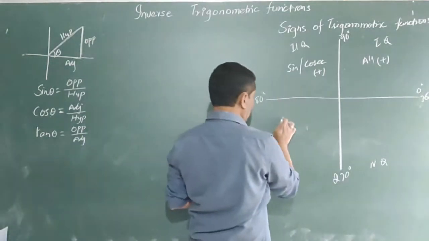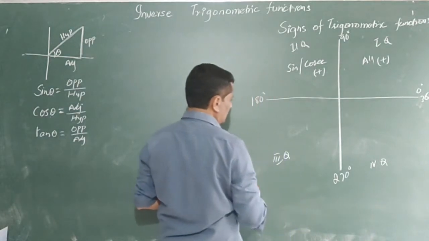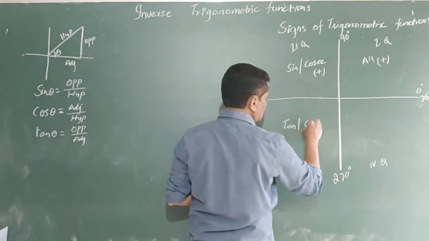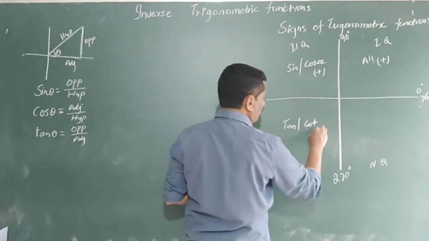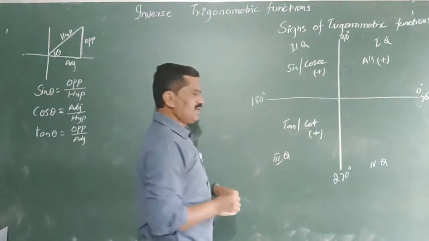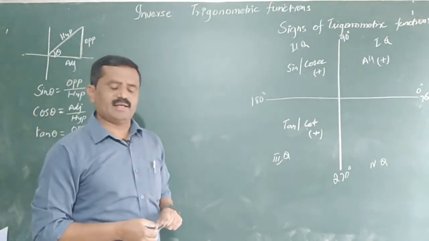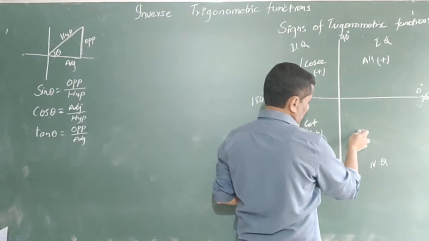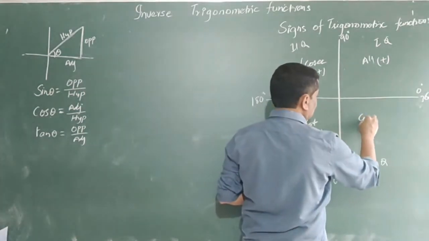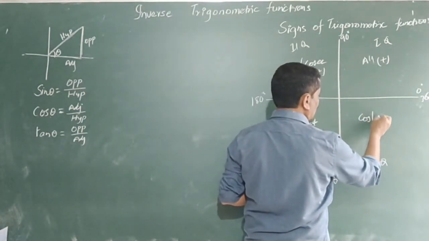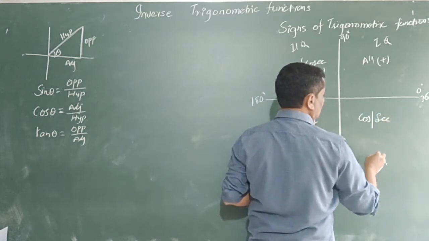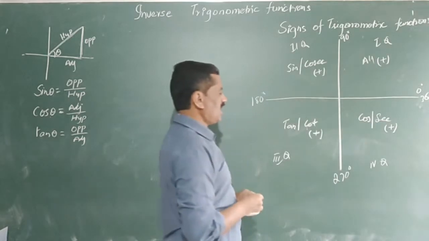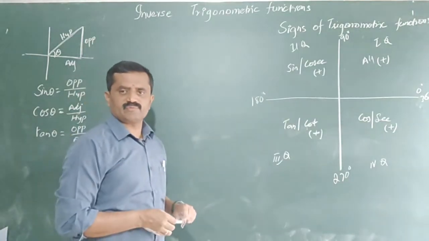When it comes to the third quadrant, tan and its reciprocal, that is cot, are positive, and the remaining are all negative. When it comes to the fourth quadrant, cos and its reciprocal, that is secant, are positive, and the remaining functions are negative.